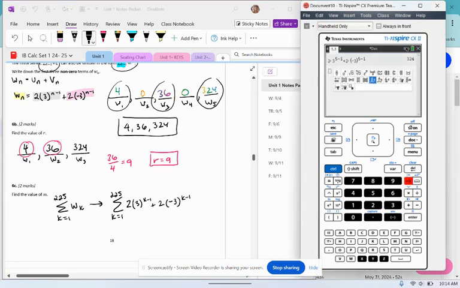Let me type it in my calculator here. I'm going to use the shortcut you guys showed me. See? Look at us learning and growing. It's so beautiful. All right.